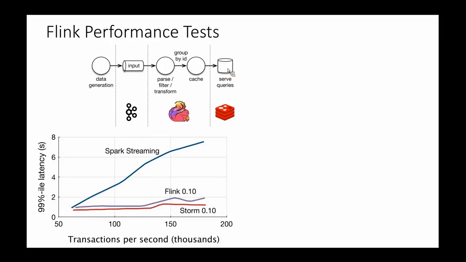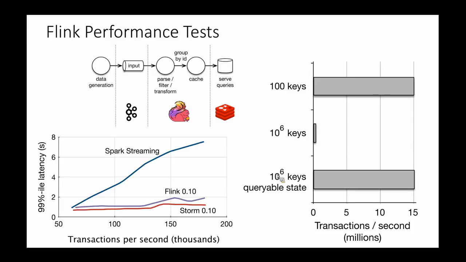What was found was that although Spark Streaming garners a lot of the attention for stream processing, it actually doesn't scale particularly well. The latency suffers as you increase the number of transactions per second. Storm did pretty well. As we know, it focuses on low latency, and Flink did very well, very comparable to Storm.